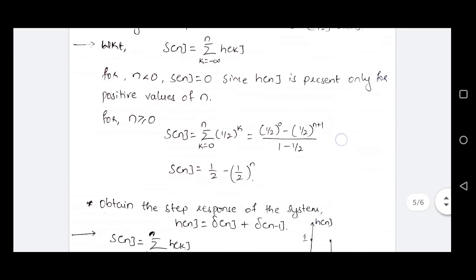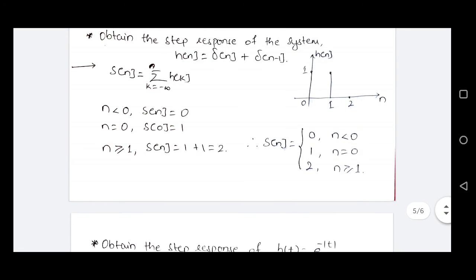Next problem is to obtain the step response of the system defined by the impulse response h of n equals delta n plus delta n minus 1. Now this impulse response has only two samples defined at n equals 0 and n equals 1, whose amplitude is 1. And the nature of this impulse response has been drawn on the right side.